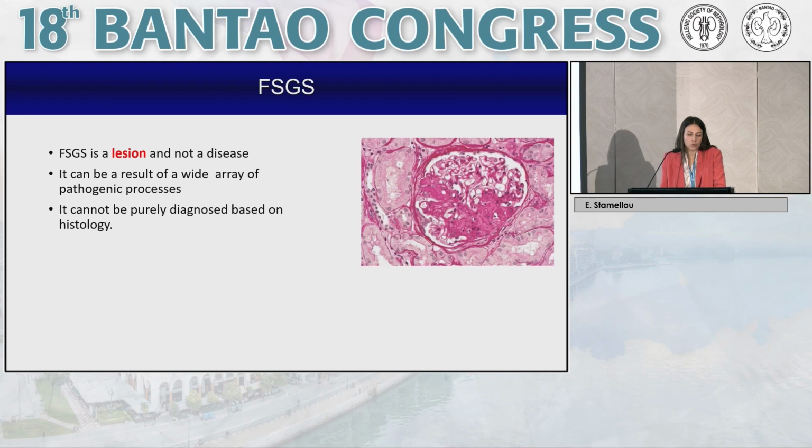First of all, we will start with what FSGS is. What we know is that FSGS is a lesion. It's a histopathological pattern of injury seen on light microscopy, and it's not a specific disease entity. It can be a result of a wide array of pathogenic processes, and it cannot be diagnosed by pathologists.